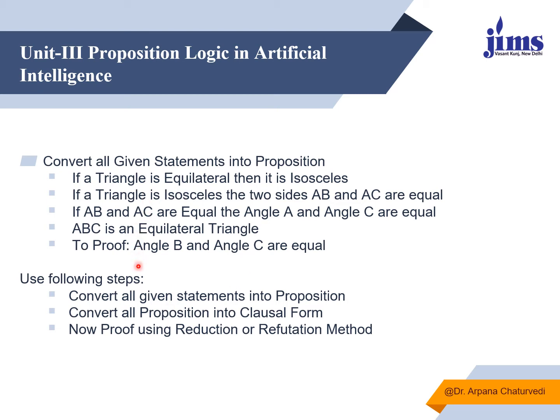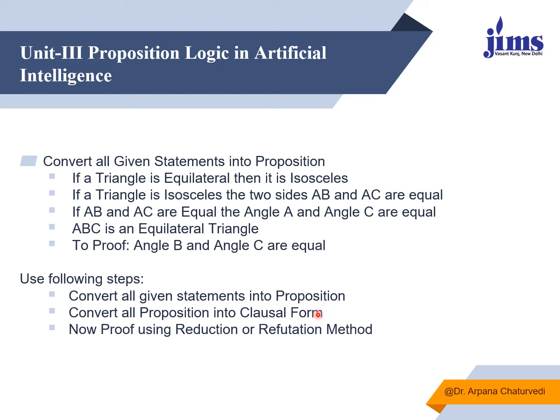So what are all the steps we'll be using? First, we'll convert all the given statements into propositions. Once we convert all the statements into propositions, we have to convert all propositions into clausal form. To convert all the propositions into clausal form, we use three steps. First, we eliminate the symbol of implication. Second, we remove double negation. And third, using the distributive or associative property, we convert that into conjunctive normal form.